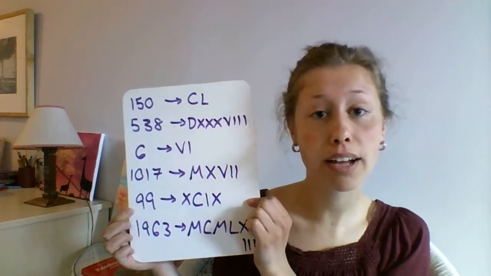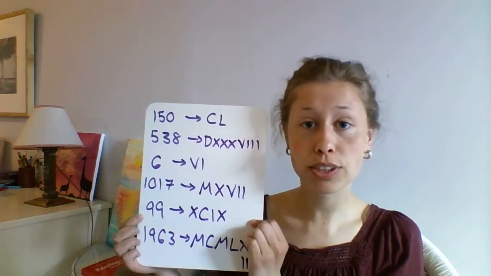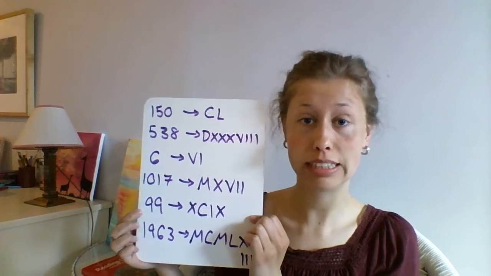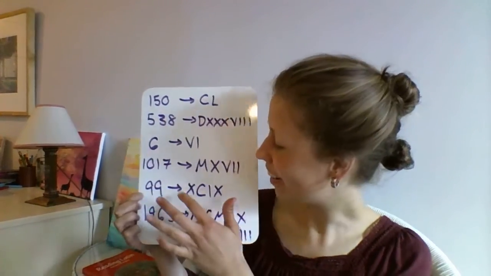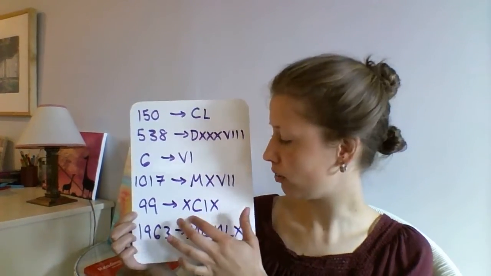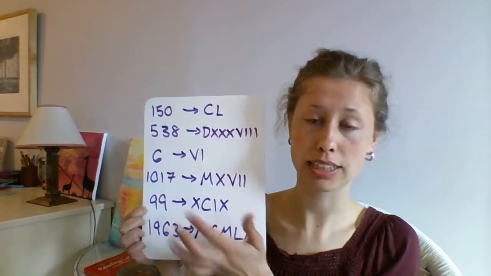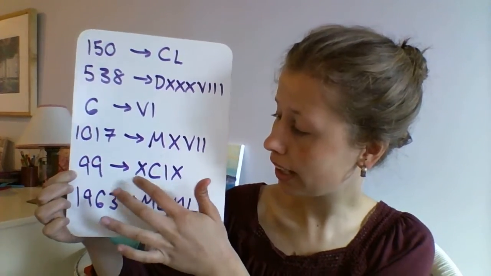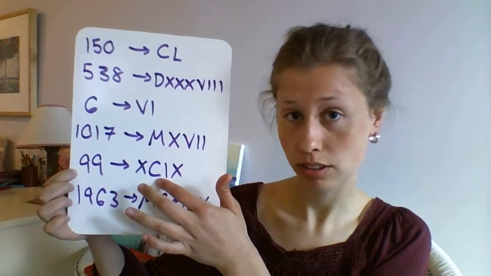Okay, next we have 99. This one's tricky because again, when you have a 9, it involves some subtraction in addition to the addition. So for instance, if you have 90, it's not L meaning 50 plus XXXX. You don't take 50 and add 40. Instead, you take 100 and subtract 10 because it's just much simpler to write and more efficient. So you have 10 from 100 equals 90.